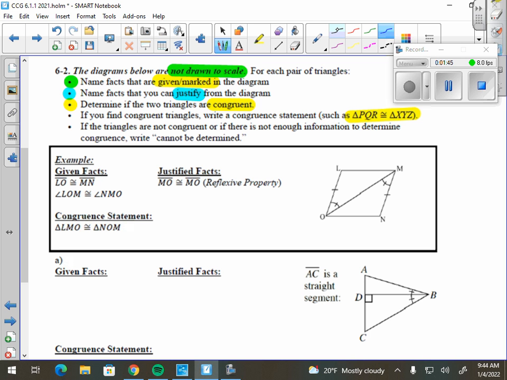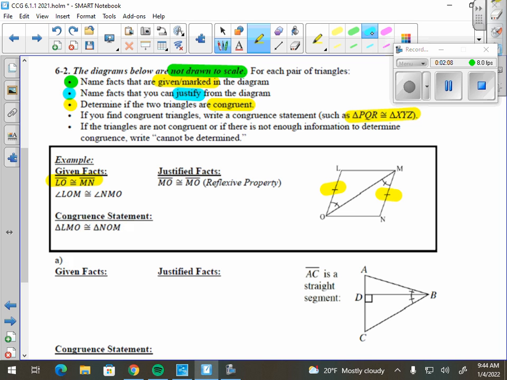So let's take a look at this example. When I look at this diagram, the first thing I notice are these markings. And I know those markings mean the sides are congruent. And so I'm going to go over to where it says given facts, and I'm going to write down LO, because that's what I call this side, right? You use your endpoints. LO is congruent to MN.